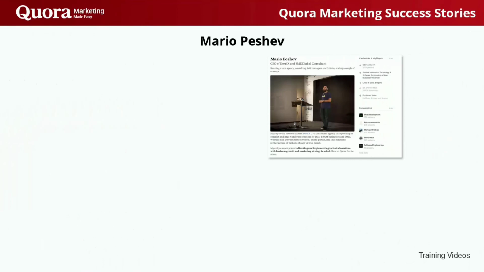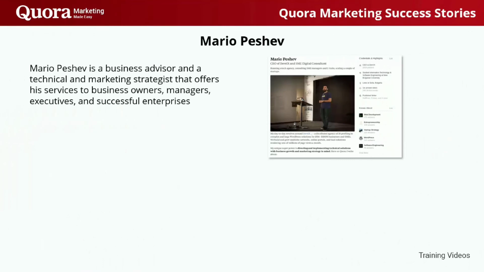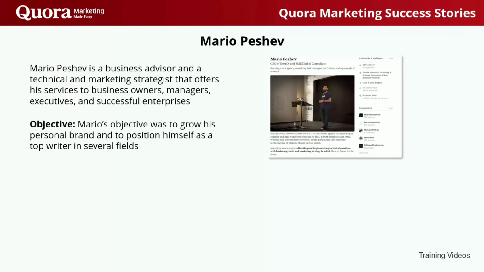Mario Peshev. Mario Peshev is a business advisor and a technical and marketing strategist that offers his services to business owners, managers, executives, and successful enterprises. Objective. Mario's objective was to grow his personal brand and to position himself as a top writer in several fields.